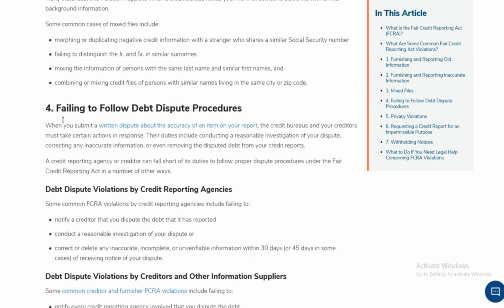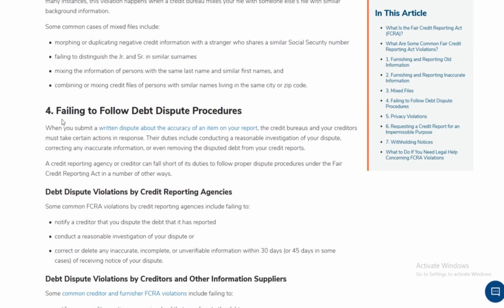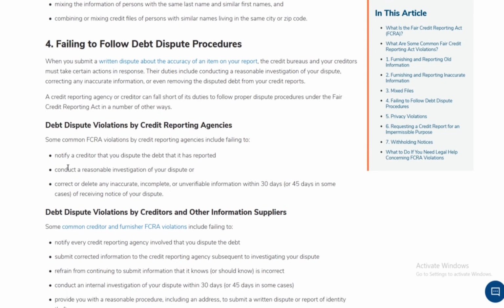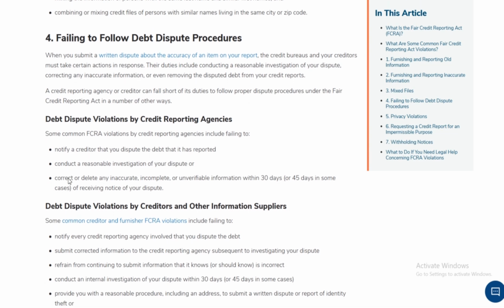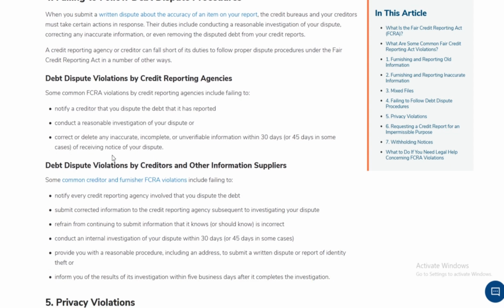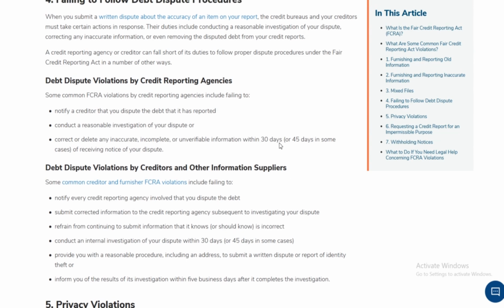Next is failing to follow debt dispute procedures. This could include failing to notify a creditor that you dispute the debt that has been reported, failing to conduct a reasonable investigation of your dispute, or failing to correct or delete any inaccurate, incomplete, or unverifiable information within 30 days, or 45 days in some cases.